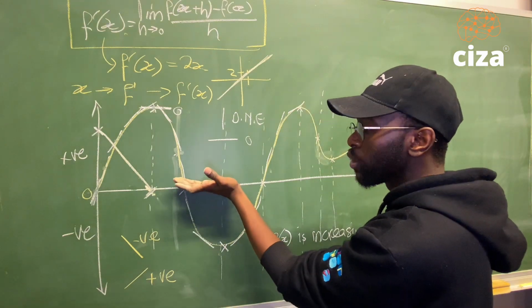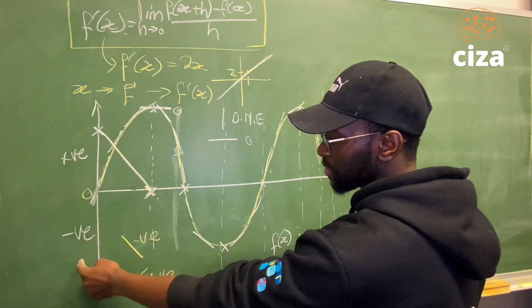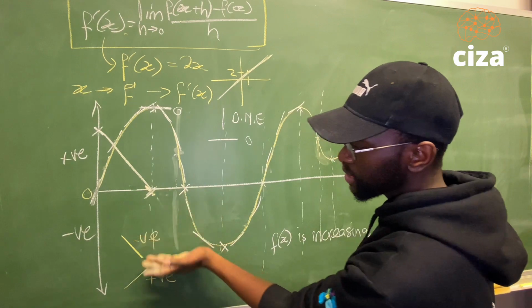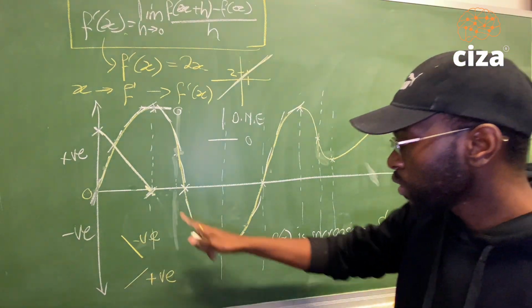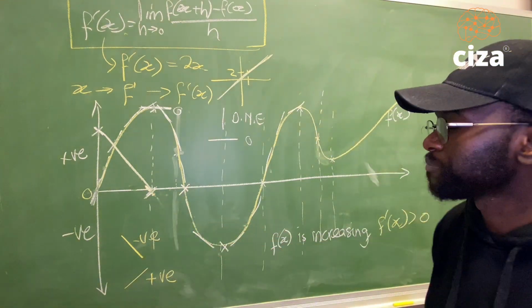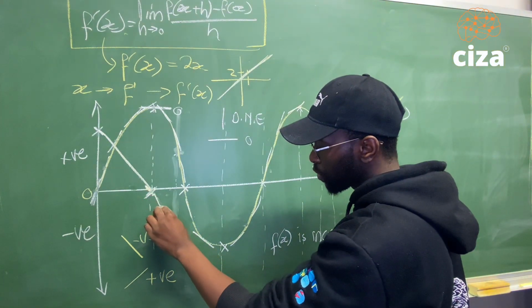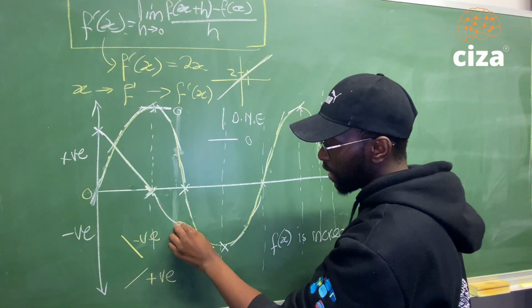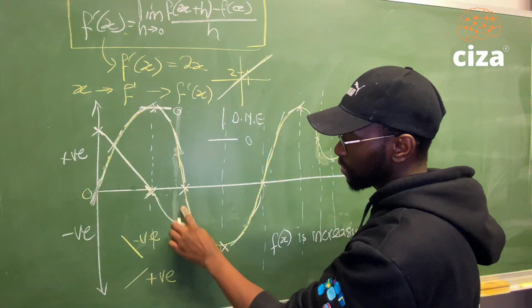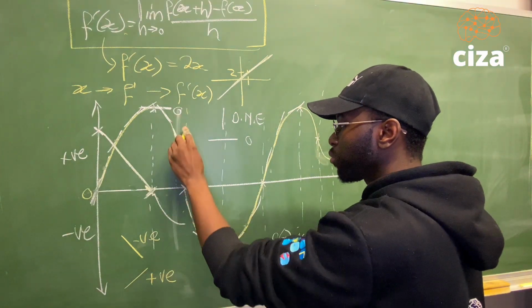So it will be below the x-axis. So it will be on the negative side. So it will play around under here. So it will go down, go down, go down, until it reaches this other interesting point.